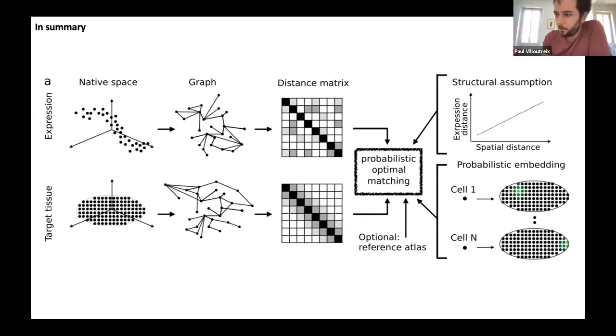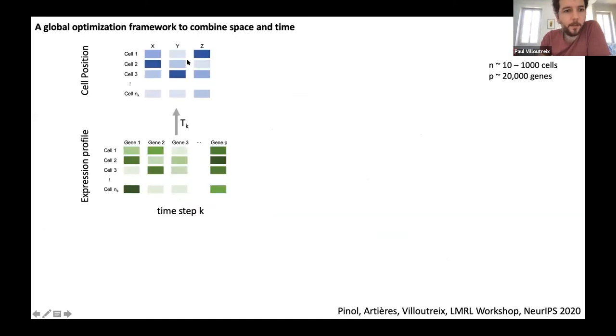Okay, so maybe one more slide and then we can take the break. So the other limitation that we have with this gene expression framework is that it doesn't combine time to the story. So you are already inferring a mapping from the gene expression space to the physical space, but you are doing it at one time point and you're not looking at the dynamics of it.